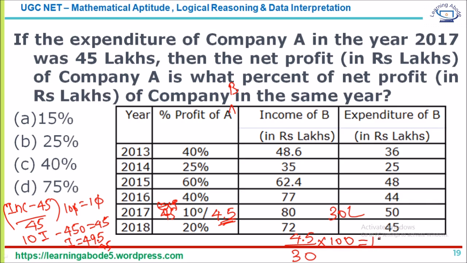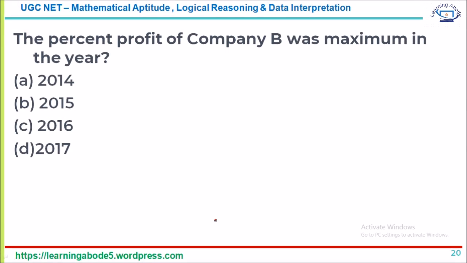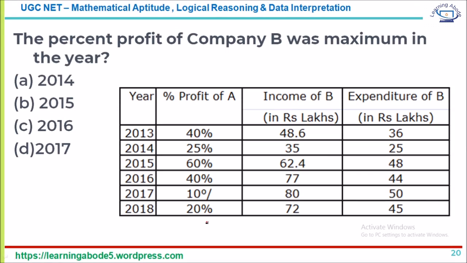So if you solve for this, you get 15%. That's answer option A. Right. Now, the percentage profit of company B was maximum in which year? So with respect to B, in which year was the percentage profit high? See, when you are looking for percentage profit, if you start calculating each individual year, you'll be spending a lot of time. So you just remember the formula, right?